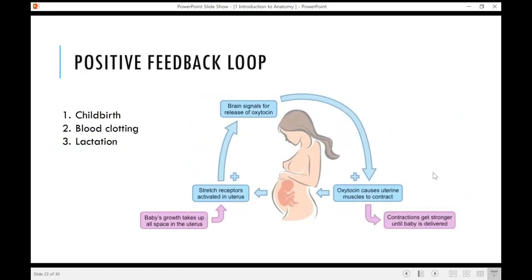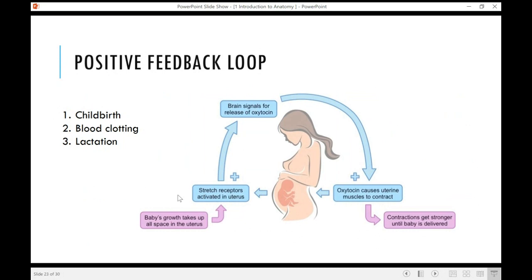We also have a positive feedback loop, and a positive feedback loop is going to consistently cause it to continue to get stronger. Three mechanisms of this are childbirth, blood clotting, and lactation. During childbirth, we have stretch receptors that get activated within the uterus. Those signal our brain to release oxytocin. The oxytocin is going to cause those muscles to contract.